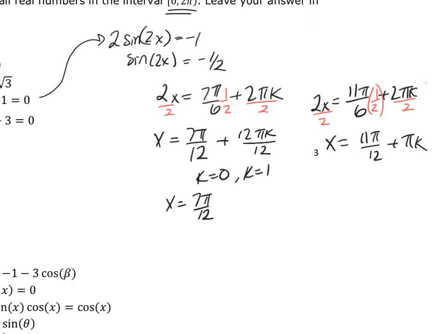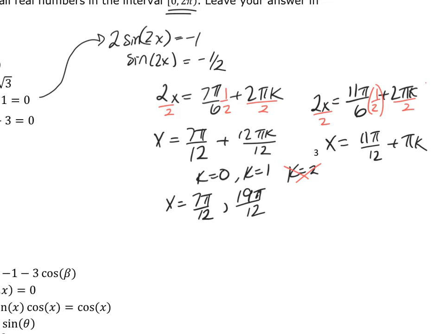So if I put k equals 1, then I'm going to have 7 pi plus 12 pi. When I add 7 pi plus 12 pi, what do I get? Am I still within the interval 0 to 2 pi? Yes. I'm going to do k equals 2. If I do k equals 2, I'm going to get 24 plus 7. Am I still in there? So I don't have that one.